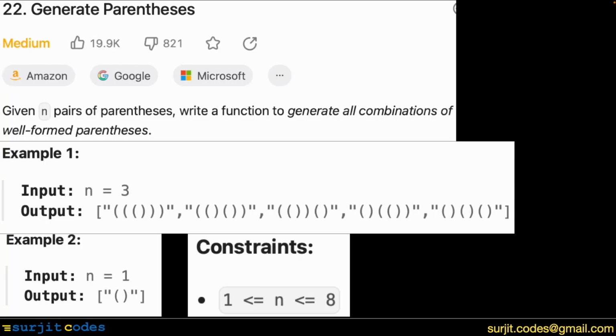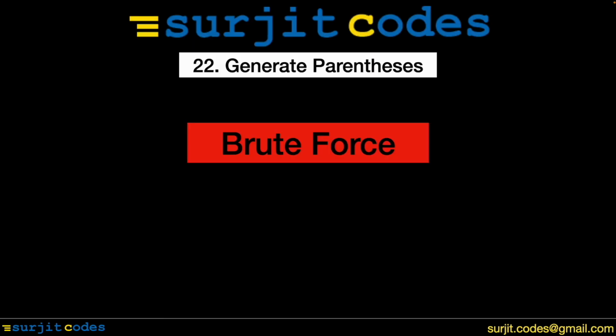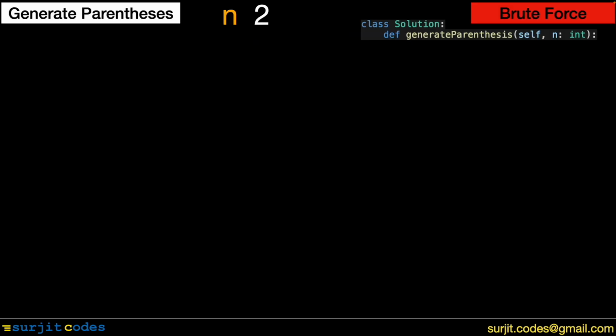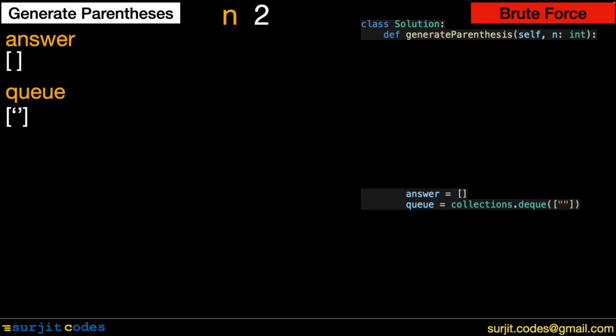In this problem, we will generate a list of strings that contain n pairs of well-formed parentheses. In the brute force method, we will find all permutations of parentheses and see which one of them are valid. N is the number of pairs of parentheses, so the length of the string of parentheses will be 2n. We define a list to hold valid answers. We use Q to grow the strings of parentheses.